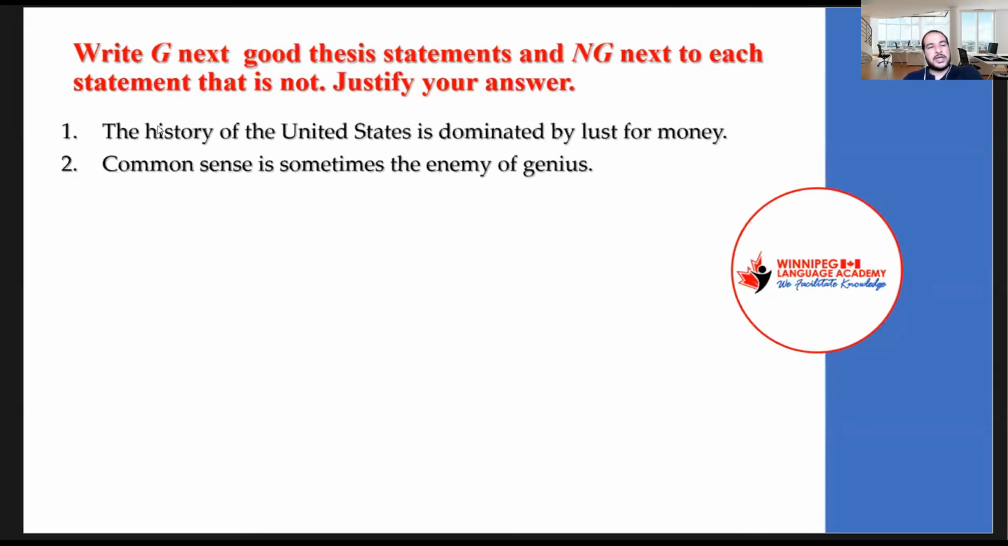And in this case, you would say maybe between 1995 and 2015, it's the time when the United States was dominated by lust for money. And now you're talking about a specific period of time, and it's manageable to cover it. But if you look at the history, this is very, very broad.